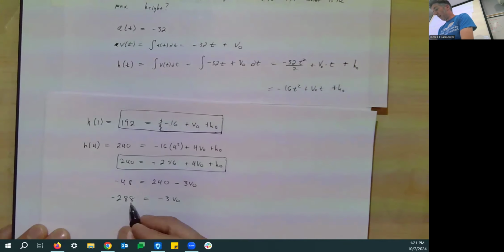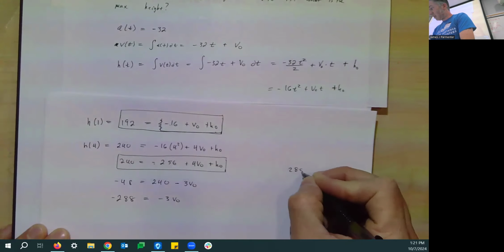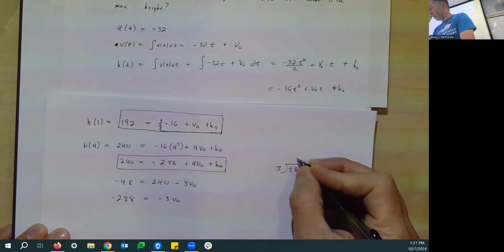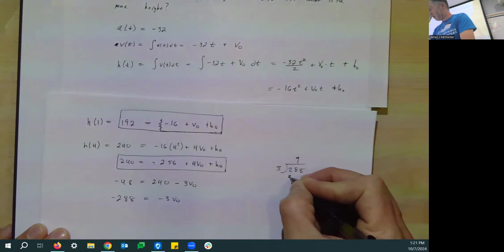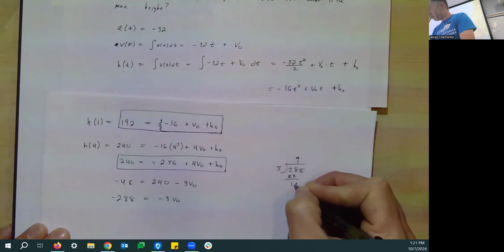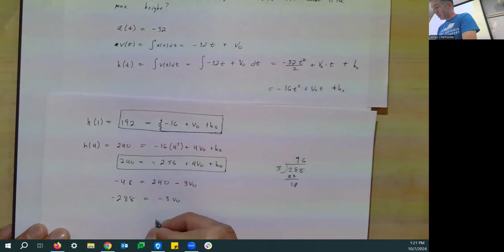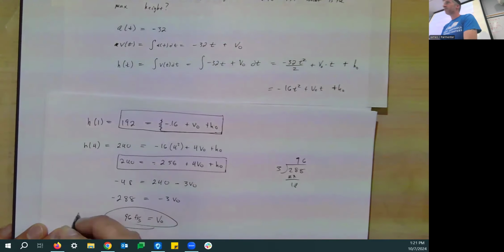So then we can divide this by 3. 288 divided by 3. 3 goes into 28, 9 times. 9 times 3 is 27. Subtract. 3 goes into 18 6 times. So the initial velocity is 96 feet per second.